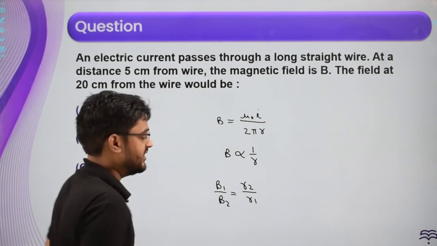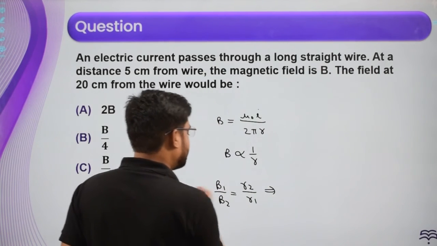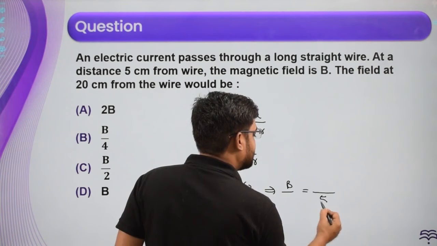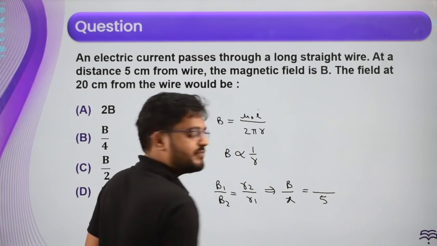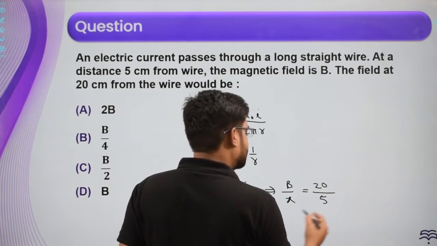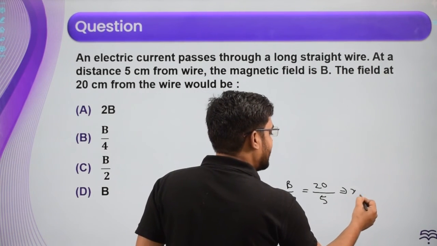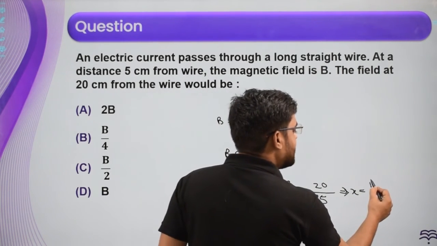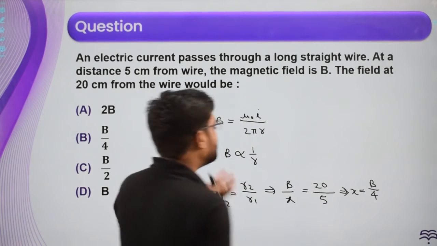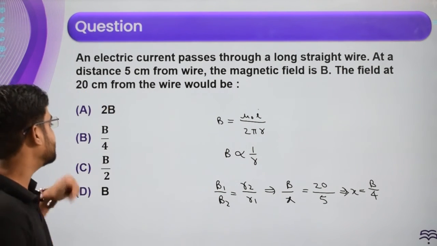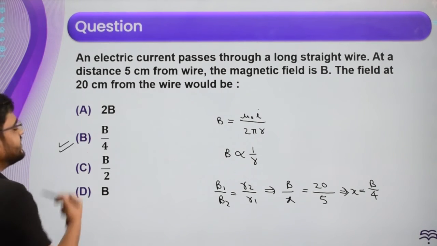is inversely proportional. In case number 1, the magnetic field is B when the distance is 5 cm. In case number 2, we have to get the magnetic field when the distance is 20 cm. So it is 5 by 20, and once we solve, we get X, the required magnetic field at 20 cm distance, as B by 4. And since it is inversely proportional, you are making the distance 4 times. So B will be reduced by 4 times, and hence B is the correct option.